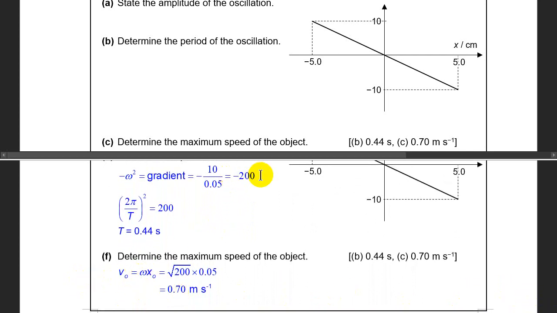Omega we have just found. Omega squared is 200, so omega is square root of 200, and x naught is the amplitude, 0.05. Everything is converted to meters. So we get 0.70 meters per second. Okay, so that is the example.